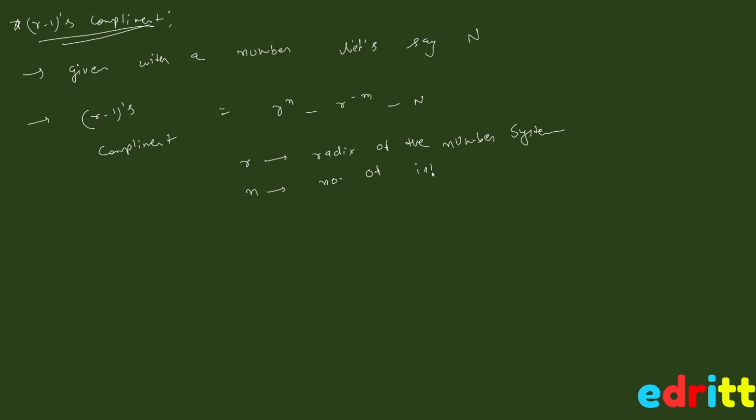Then your r minus 1's complement would be equal to r raised to power n minus r raised to power minus m minus capital N. Now, what do this n, m, and capital N represent? This r firstly represents the radix of the number system. What does this n represent? It represents the number of integer digits.